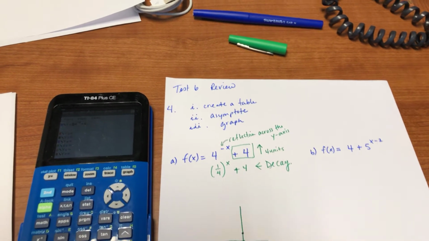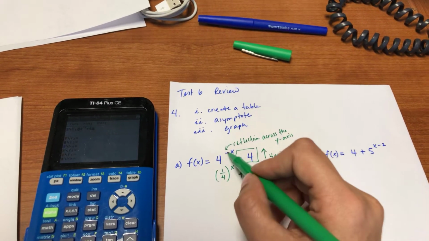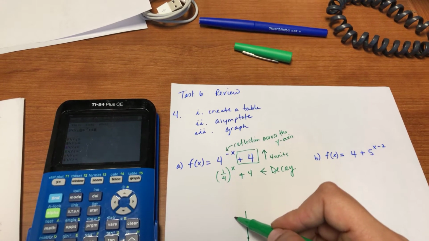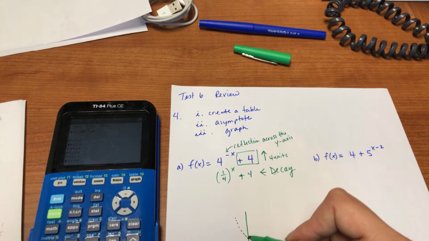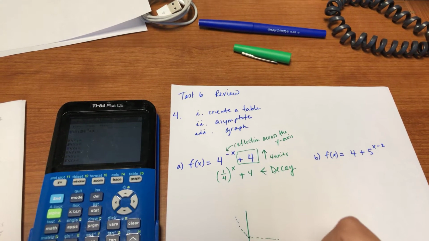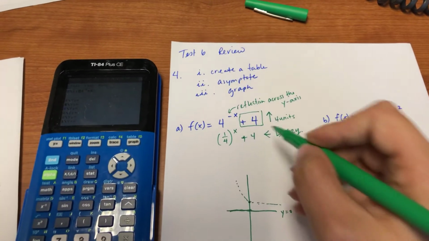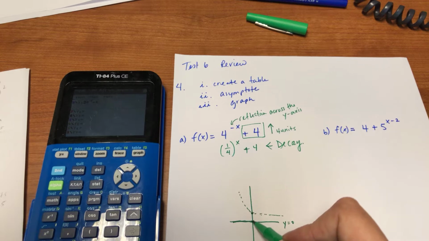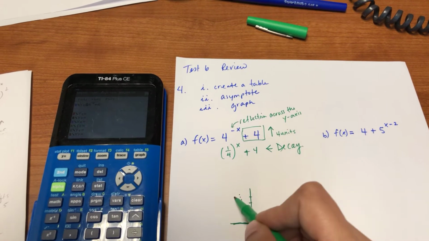Depending on how you're looking at this, whether as a growth with a reflection across the y-axis, or as a decay, the parent function for the decay will look something like this, with y equals 0 as your horizontal asymptote. However, in this particular example, we have 4 units up. So you're moving your asymptote 4 units up, so that'd be 1, 2, 3, 4.